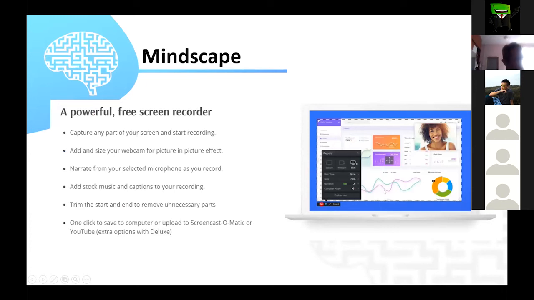You can also include computer audio. You can add stock music and captions to your recording. You can narrate from selected microphones. So Screencast-O-Matic is very flexible in terms of screen recording. Similar to FreeCam, it's limited to 15 minutes for the free version. If you purchase the premium version, it's unlimited. So if you have a little bit of money to spend on tools, you can spend it on this.